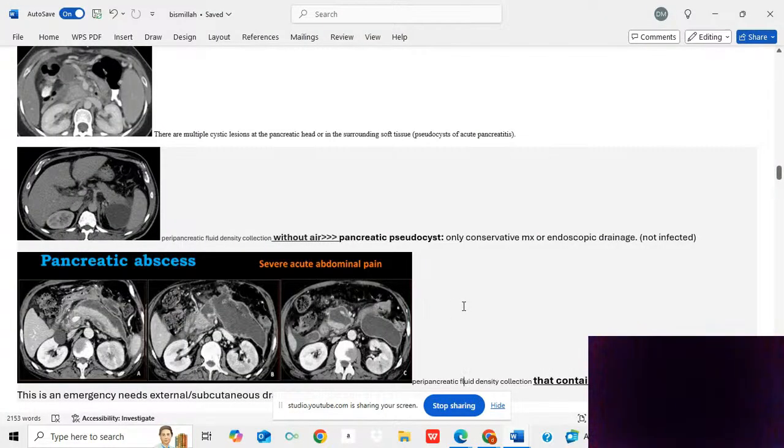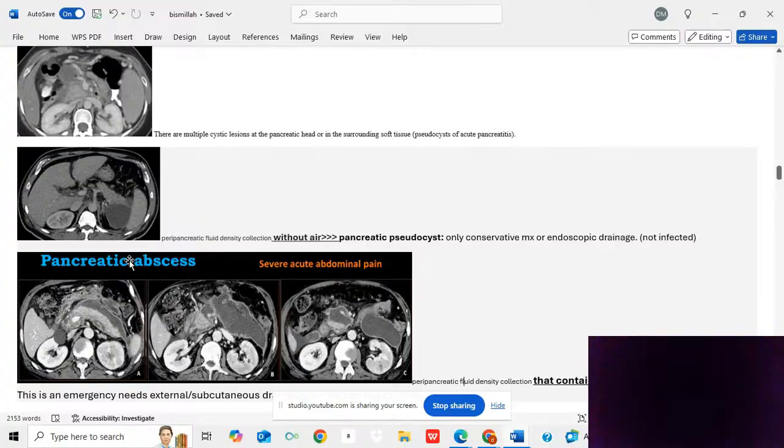So the key difference to differentiate a pancreatic pseudocyst from a pancreatic abscess is the presence of air foci, or gas foci, within the peripancreatic collection.